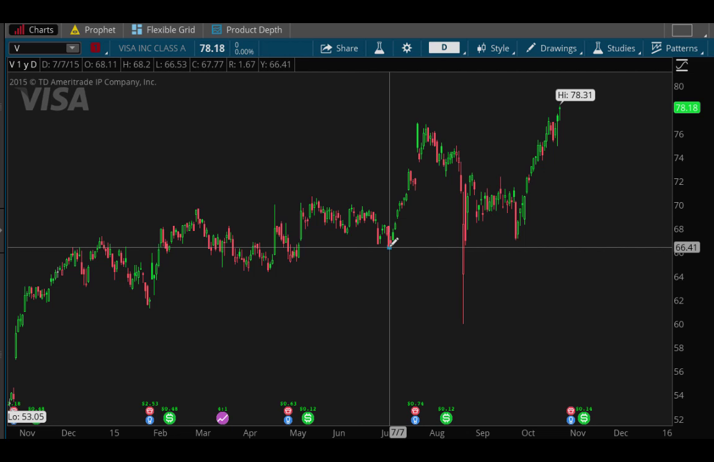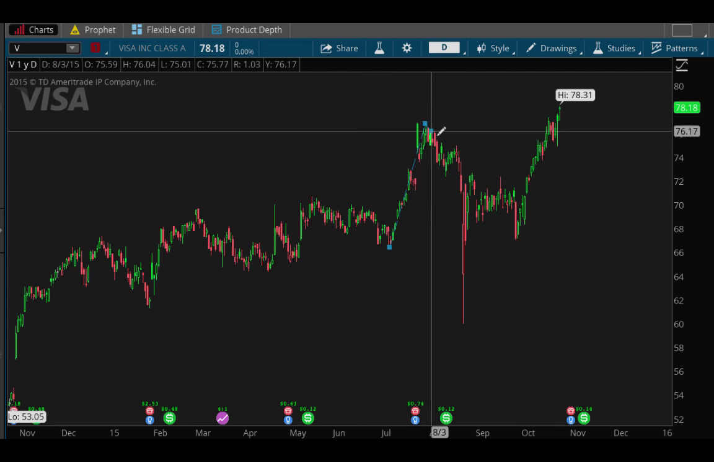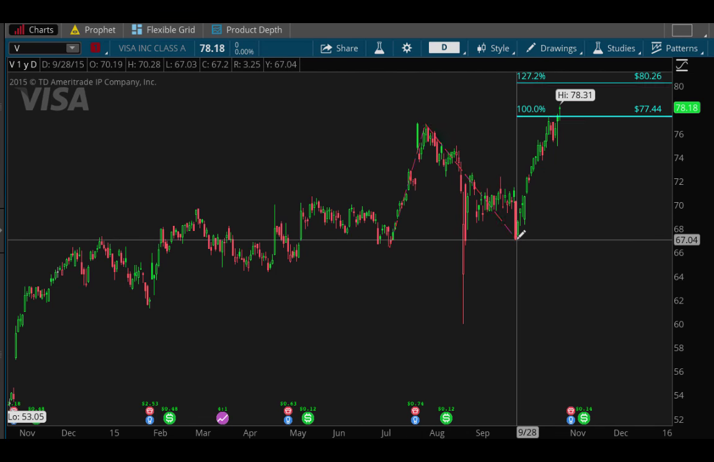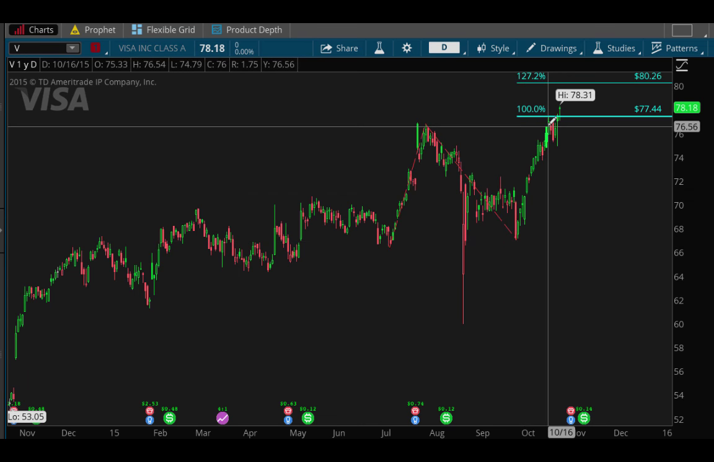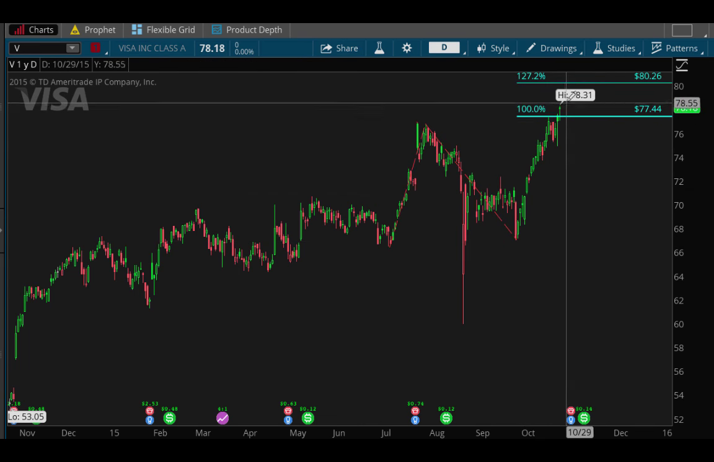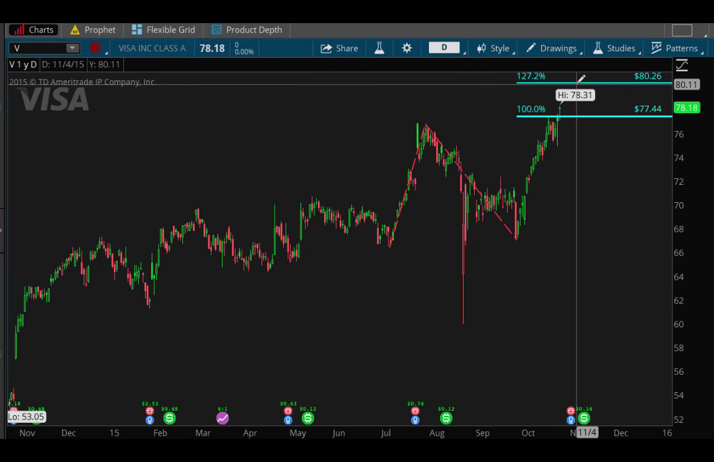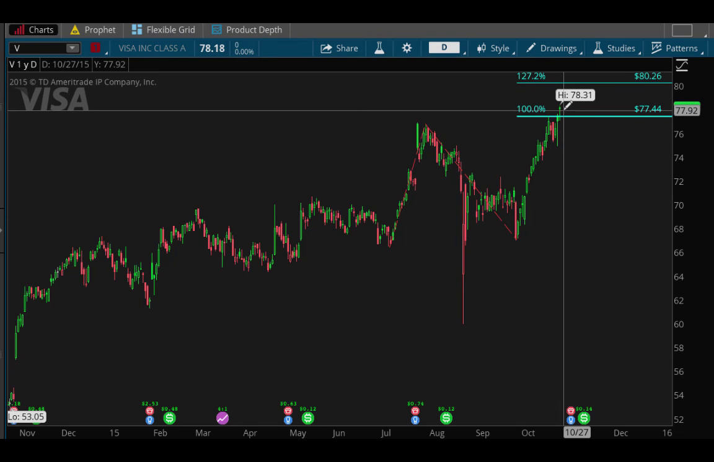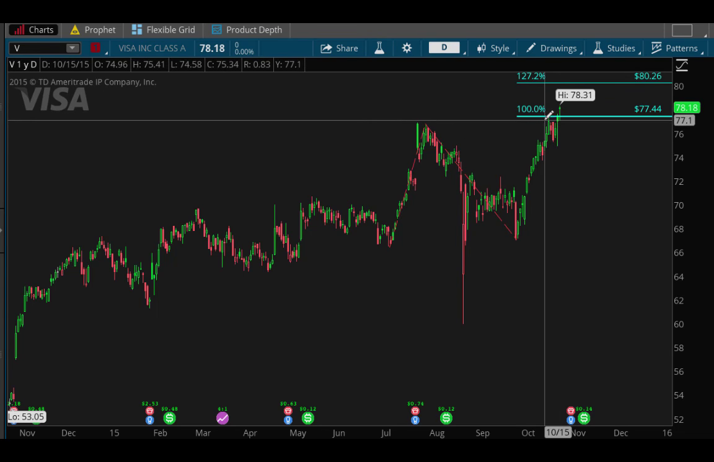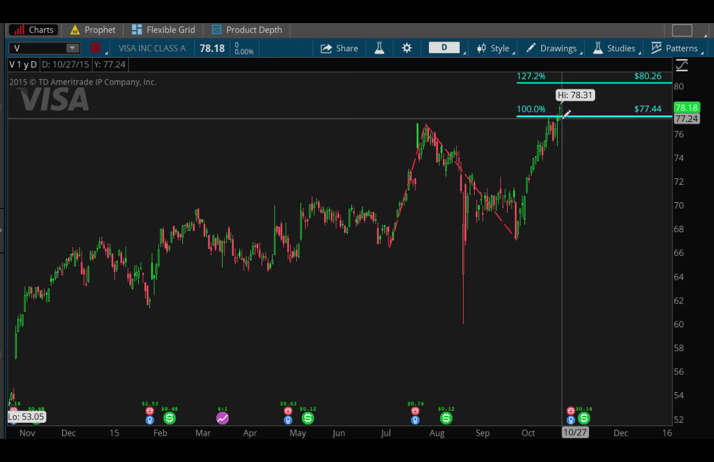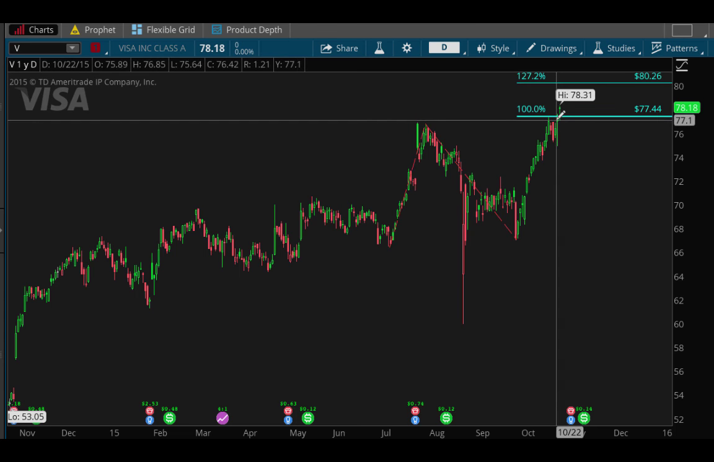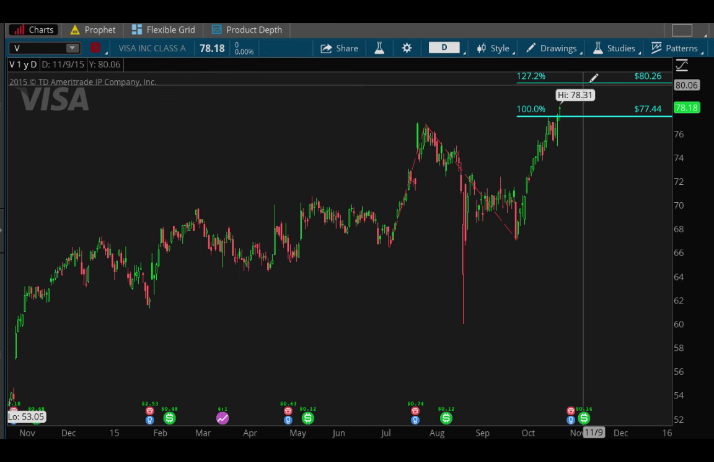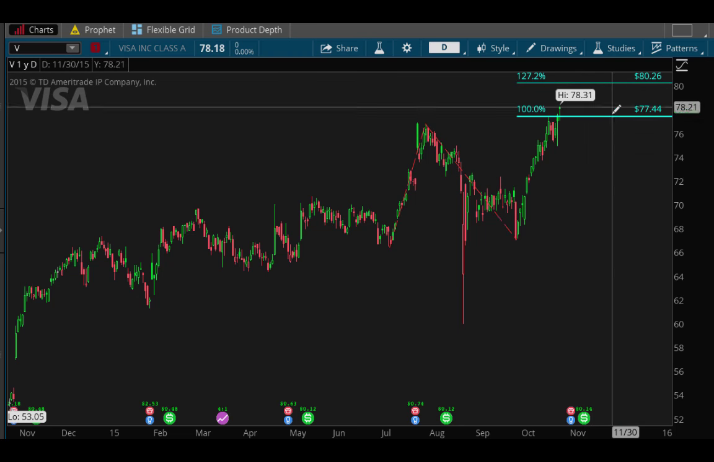Here's another example for Visa. If we take from A to B and then down to C, we're going to see that our projection has already gone through the 100% mark, and it's on its way to get up to the 127.2 extension mark or projection mark. So now that it's already broken through the 100%, if you haven't taken your position off already and taken profits, it would be good to leave it on until it hit that 80.25 level.